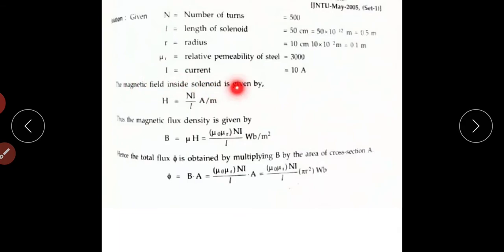So first, the magnetic field intensity formula. We know that the magnetic field intensity H equals Ni by L, ampere turns per meter. Next, the magnetic flux density. B equals mu into H, so it equals mu naught into mu R, Ni by L, Webers per meter square. Next, the magnetic flux formula. Magnetic flux phi equals B into A, where A equals pi R square. So finally, phi equals mu naught into mu R, Ni by L into pi R square Webers.